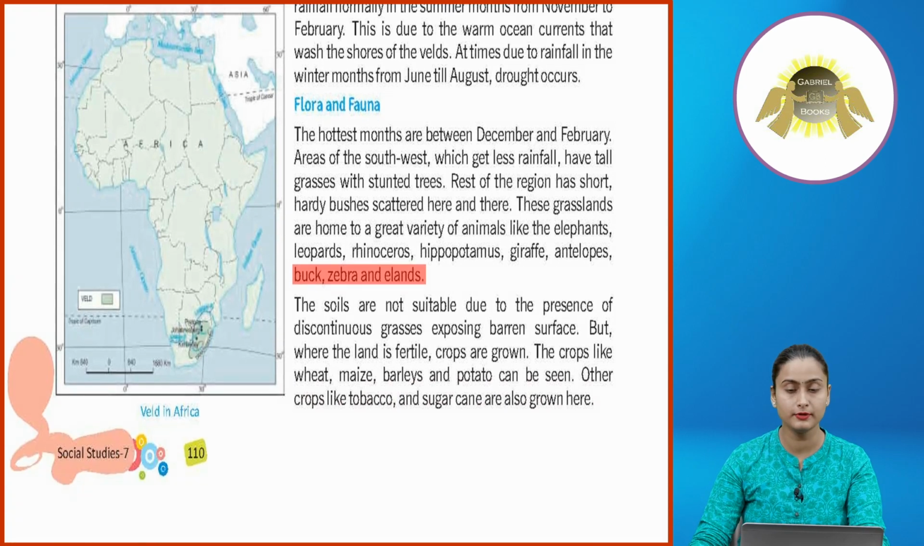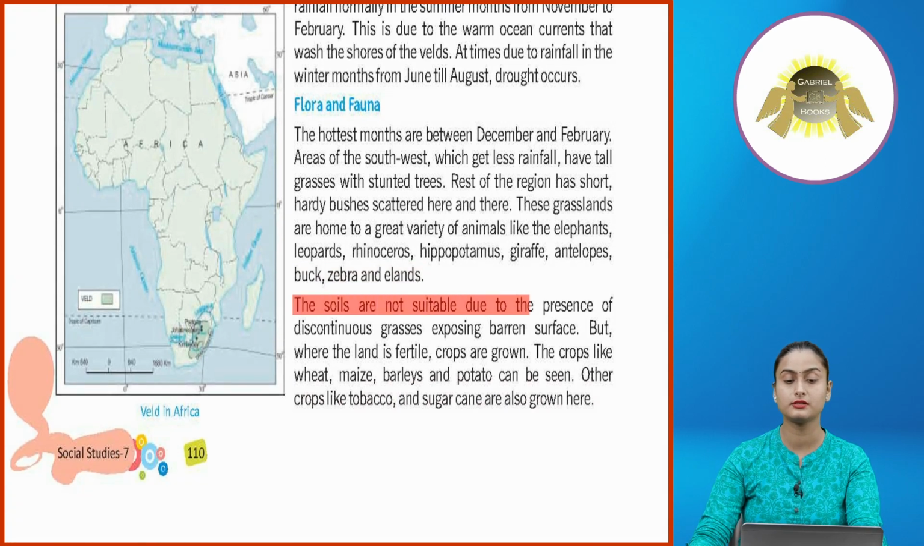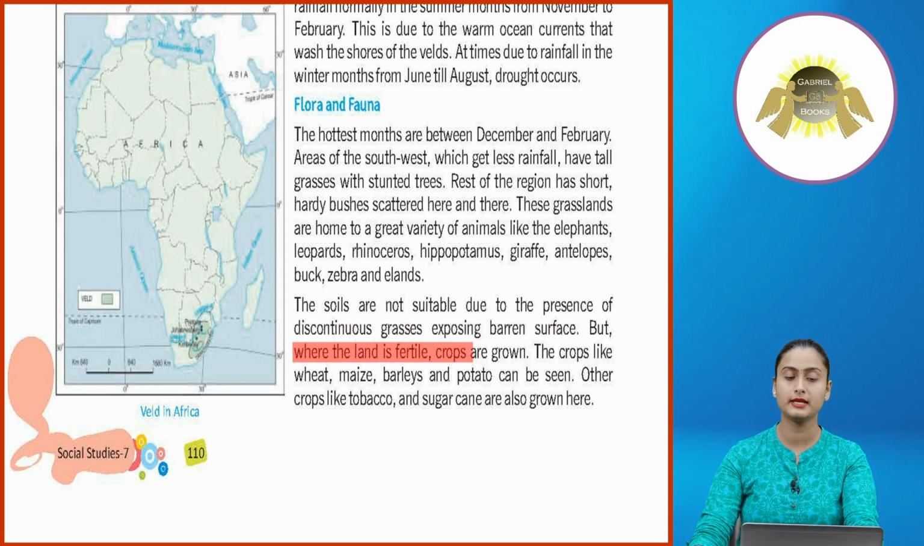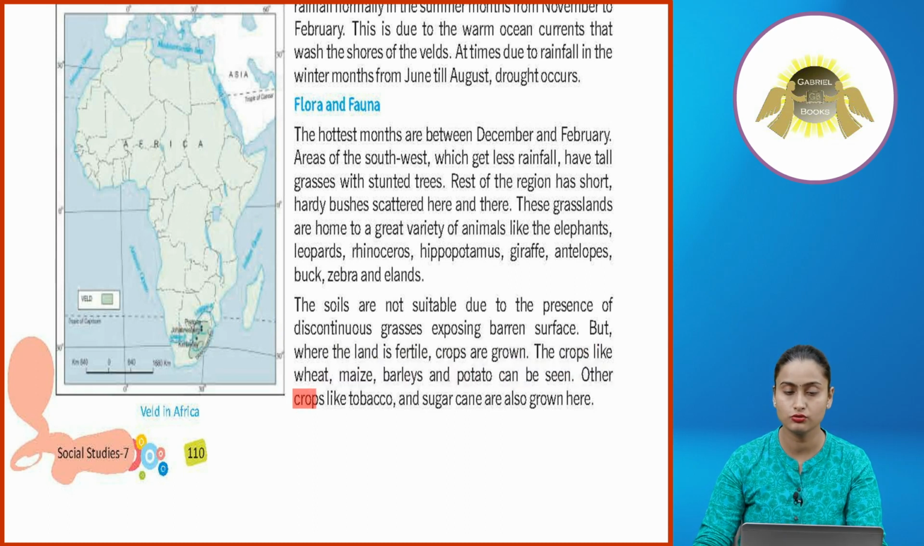The soils are not suitable due to the presence of discontinuous grasses exposing barren surface, but where the land is fertile, crops are grown. The crops like wheat, maize, barley and potato can be seen. Other crops like tobacco and sugar cane are also grown here.